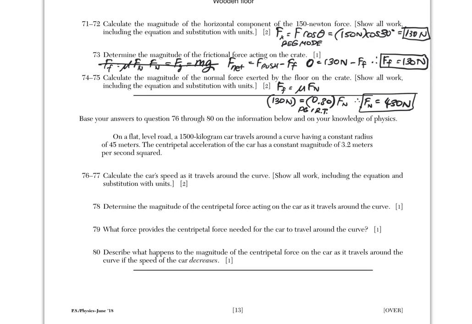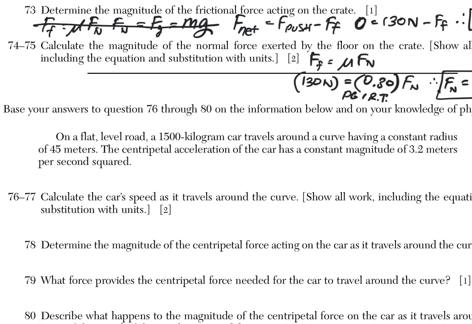76 through 80, all of these questions are based on this description. A 1,500 kilogram car, so I know the mass, travels around a curve with a constant radius of 45 meters. I know the radius. Centripetal acceleration, a_c, is 3.2 meters per second squared. And it says find the speed as it travels around the curve.